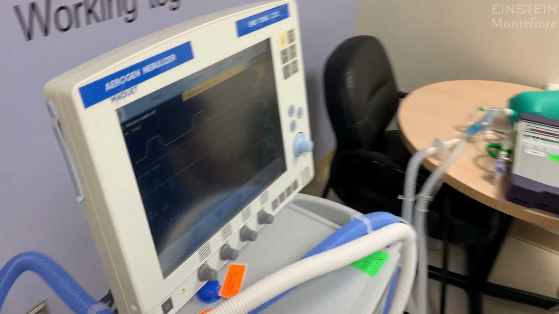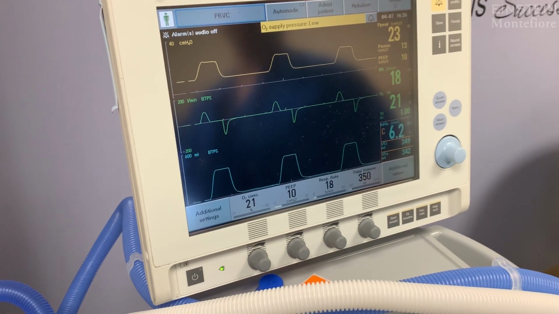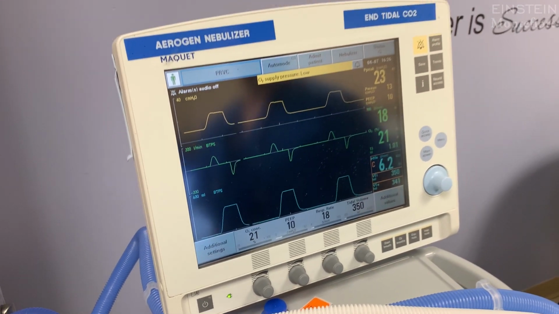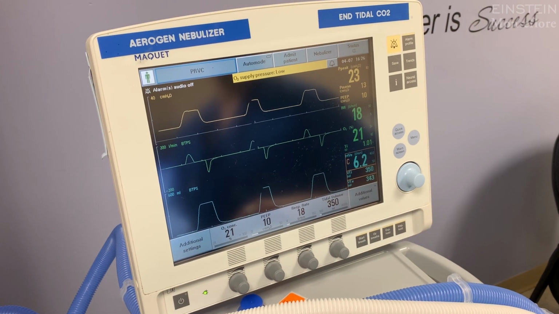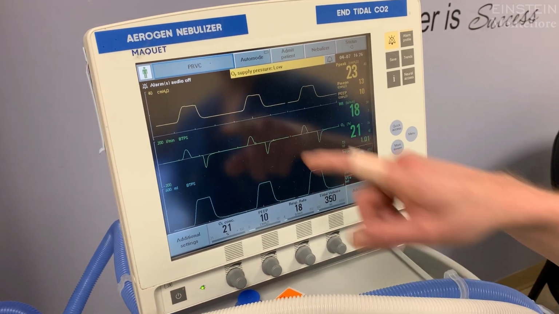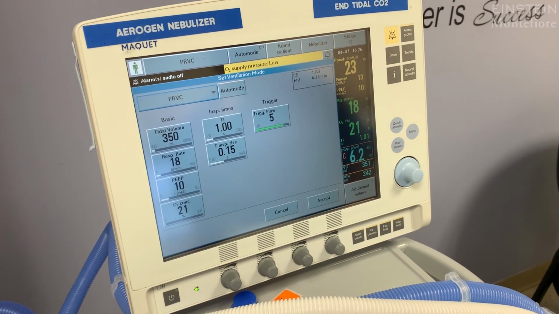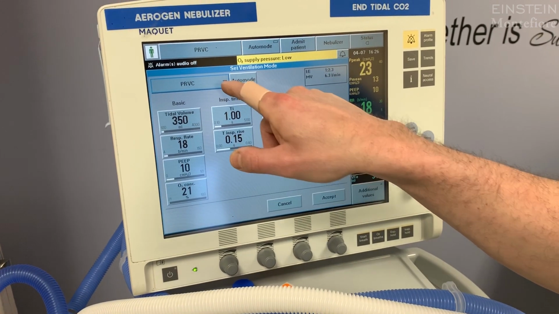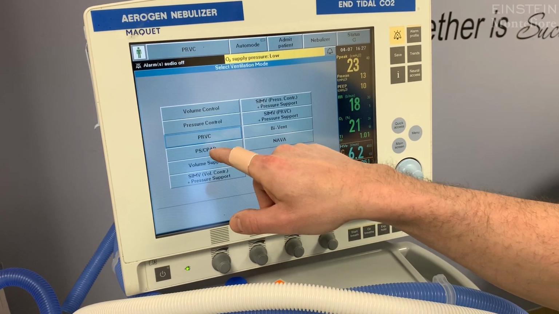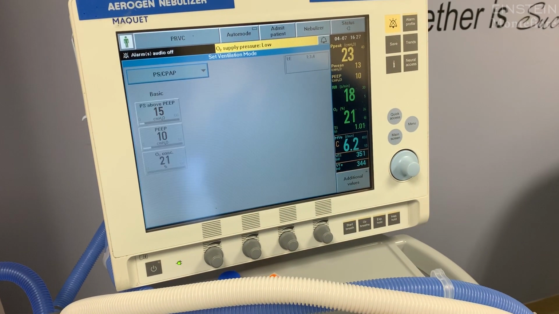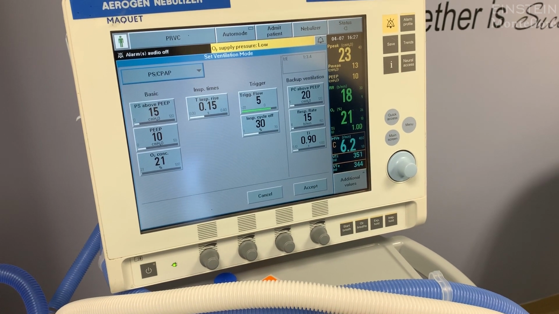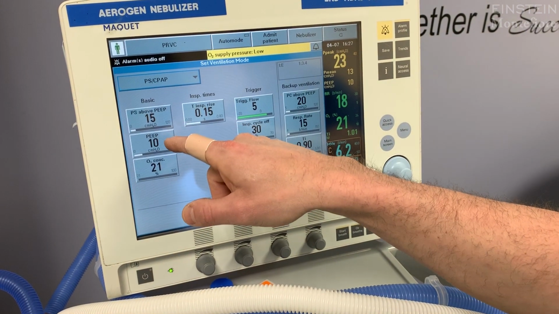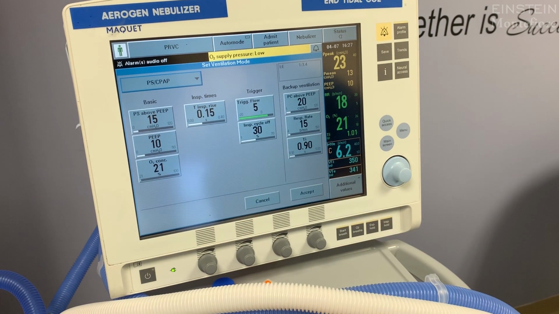So on the ventilators themselves, to change the patient to a spontaneous breathing trial, on the Maquet Servo, you go from PRVC to pressure support setting. The way you do that is you press up here, you hit PRVC again, then you go to pressure support CPAP, and then the two most important numbers are the PEEP and the pressure support above PEEP.